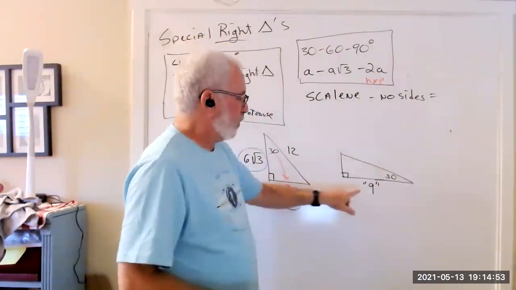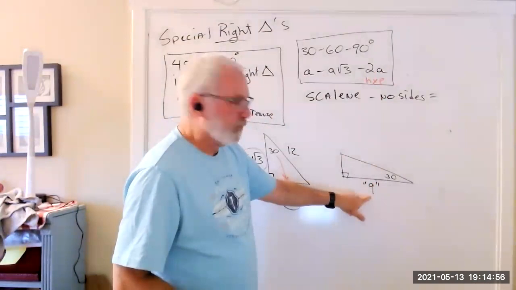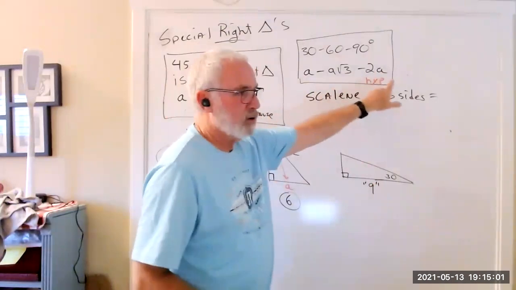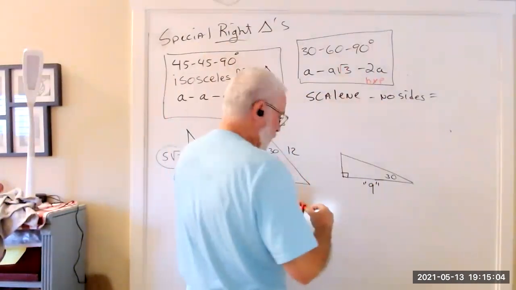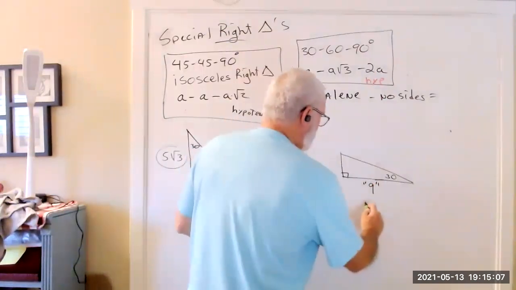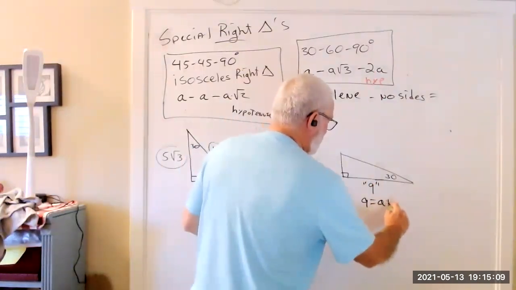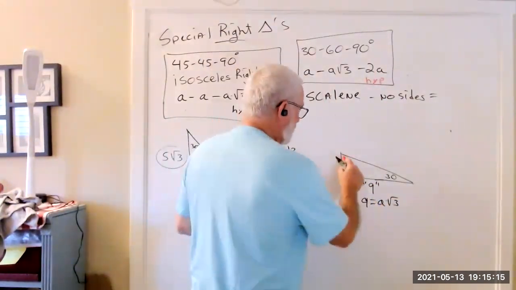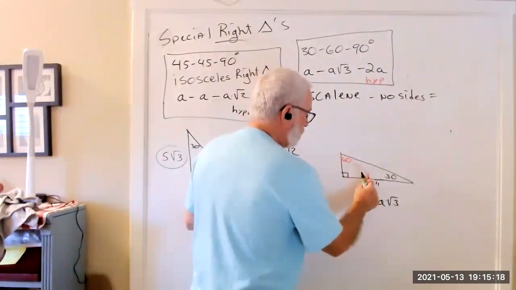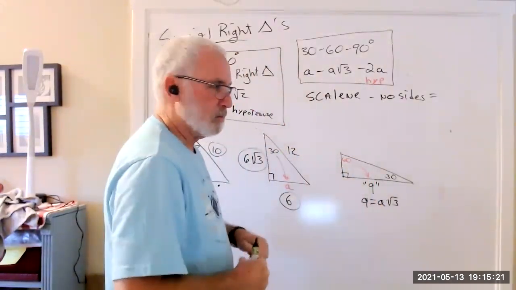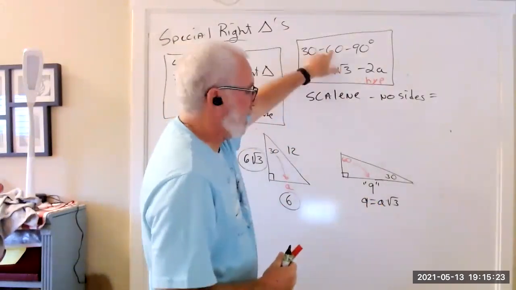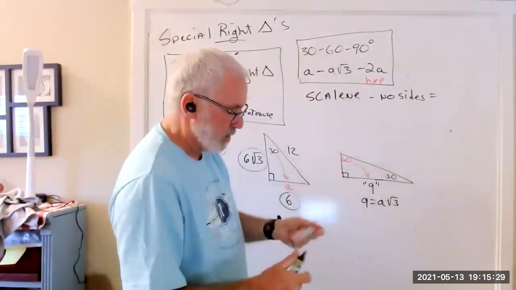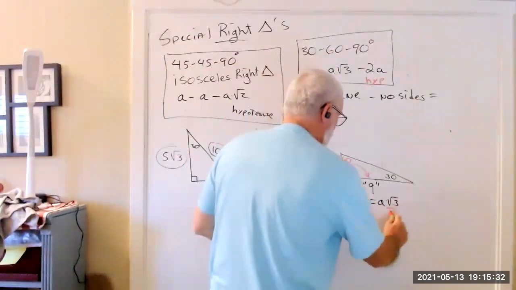All right. So this is side 9, but what side is it in the pattern? Isn't this the A radical 3 side? Yeah. So this 9 is A times the square root of 3. This side that I gave you is technically opposite the 60-degree angle. So it must be the A radical 3. So 9 is the A radical 3 side. Divide both sides by radical 3.